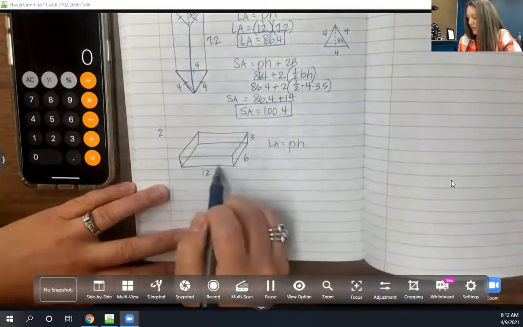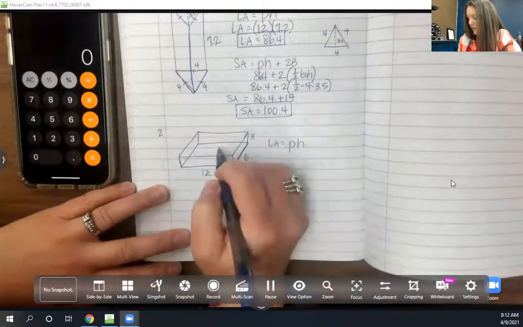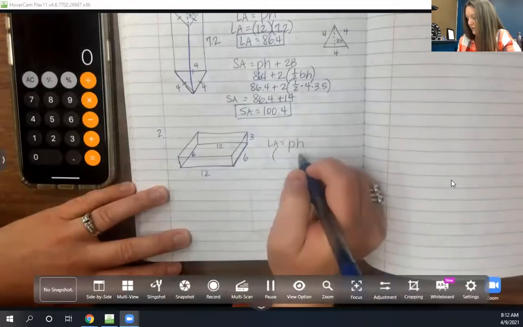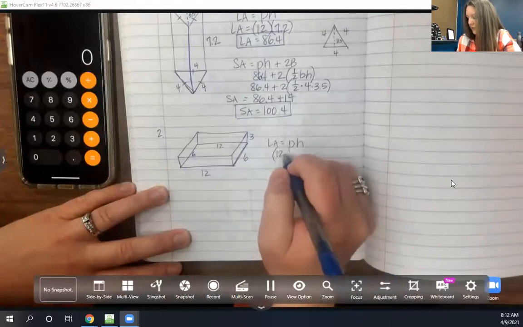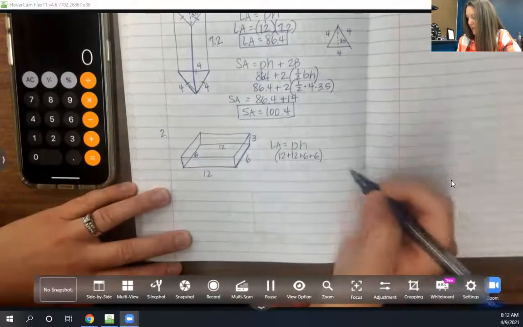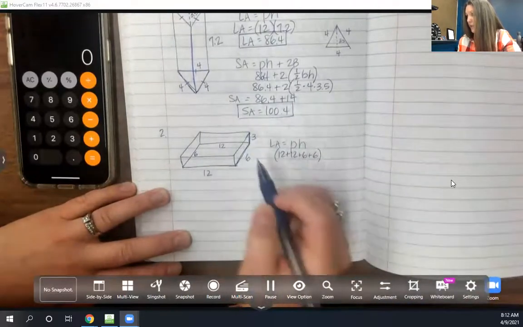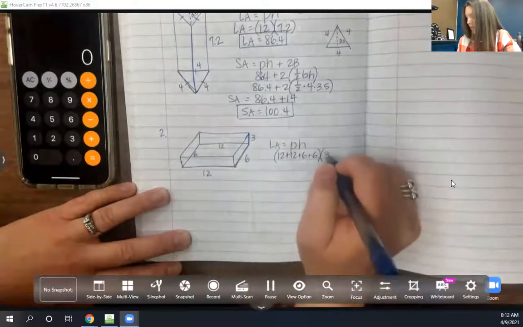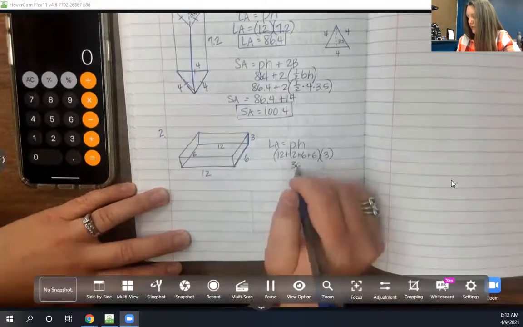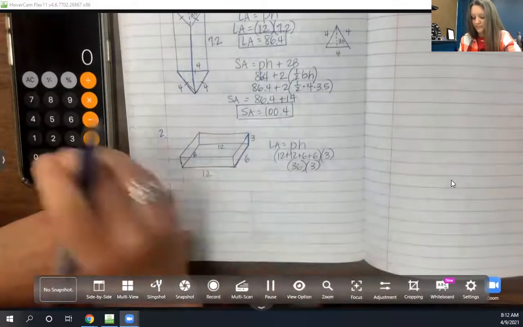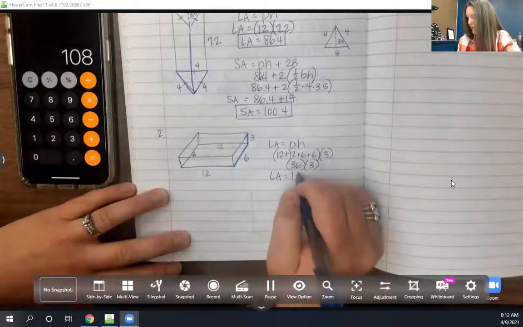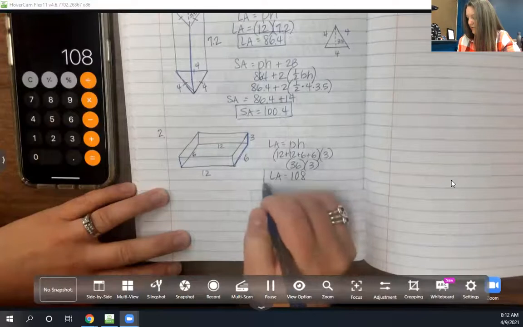So perimeter of my base here, this is 12, this is 6. I know this is 12 and this is 6. So I'm going to add all those together, right? Perimeter is just adding all the sides. 12, 12, 6, 6 times my height, which here is 3, because we're looking at the height of the figure, right? 12 plus 12 is 24, plus 12 more is 36, times 3, 108. So my lateral area is 108.